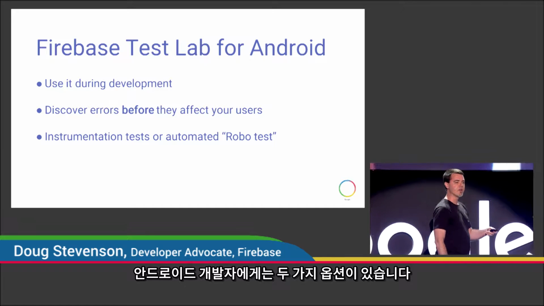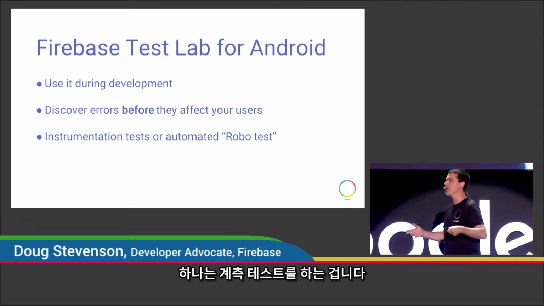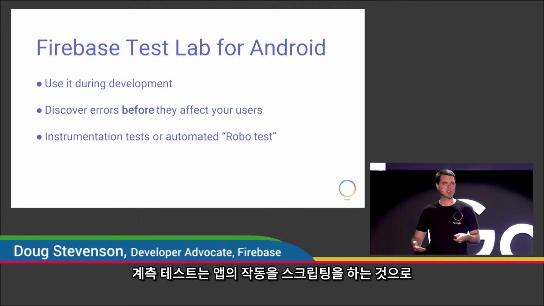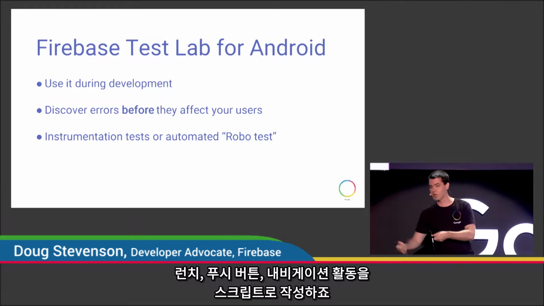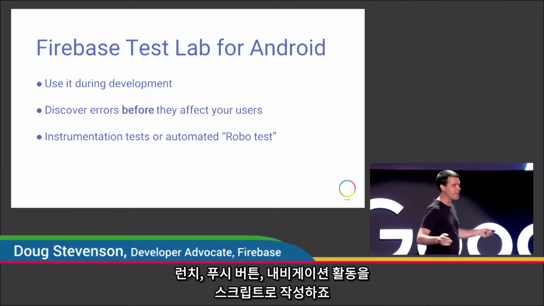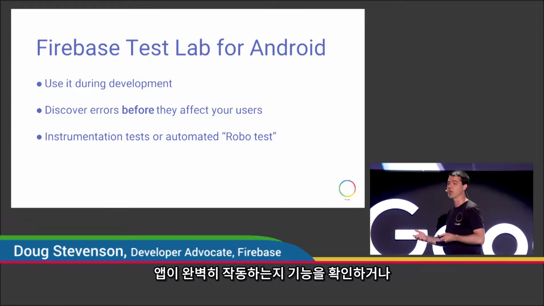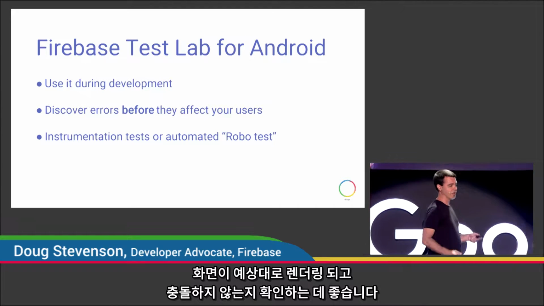And if you're an Android developer, you know that you have two choices. So one choice is you can do instrumentation tests. And an instrumentation test is just a way of scripting the operation of your app. So you can script it to launch, push buttons, navigate activities. This is good. This is a way of checking to make sure your app is functionally complete. It renders screens the way you expect, and it doesn't crash.